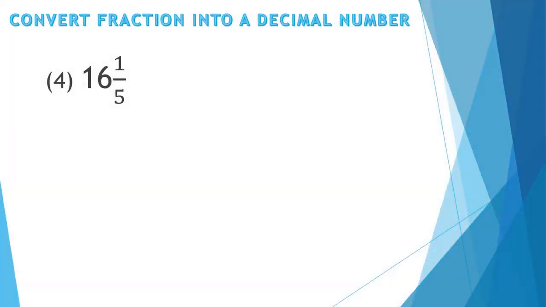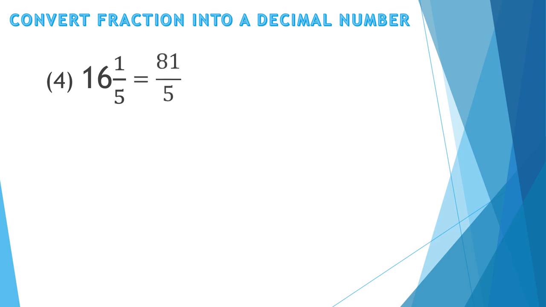Let us solve one more question. Question number 4. Convert 16 1 upon 5 into a decimal number. See, 16 1 upon 5 is a mixed number. So first we convert it into an improper fraction. How? Let's see. 16 5s are 80, and 80 plus 1 is 81. So the improper fraction is 81 upon 5.